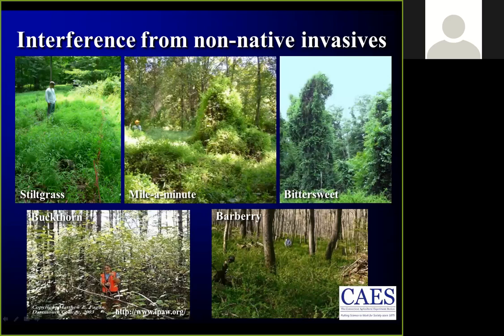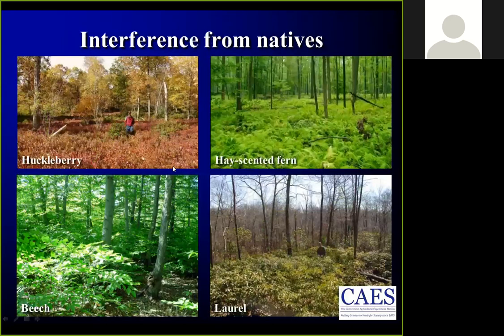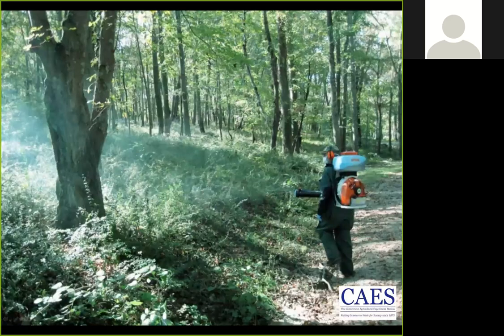But there are other invasives too that are increasing problems. We have bittersweet further north in New England and into New York and parts of Pennsylvania. We have buckthorn and what we've made our bread and butter on, which is barberry. Occasionally huckleberry and some of the ericaceous shrubs can be a problem. Certainly in parts of New York, large parts of Pennsylvania, and parts of New England, hay-scented ferns are a real problem. I said beech is a problem, so it's not just non-natives. Mountain laurel can be a real problem when you get dense mountain laurel stands. And there are certainly other species; honeysuckle is the one that comes to mind.